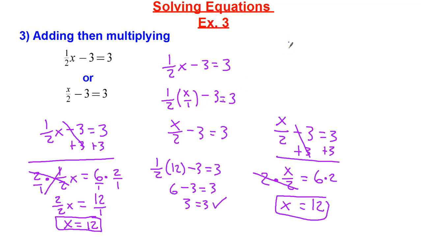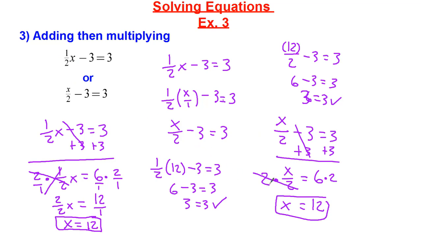So we have x, which is going to be 12. We'll substitute that in. 12 over 2 minus 3 equals 3. So 12 divided by 2 is 6. 6 minus 3 equals 3, and 3 equals 3. So as you can see, it works both ways. Just pick whichever way is comfortable to you.